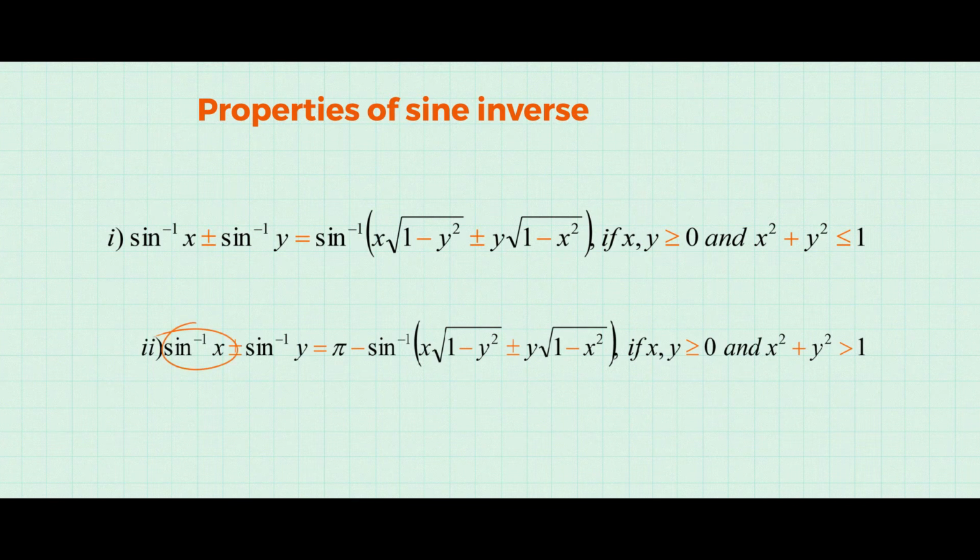Now sine inverse of x plus or minus sine inverse of y is equal to pi minus sine inverse of x times root of 1 minus y square plus or minus y times root of 1 minus x square. If again the first condition is same, provided x and y should be greater than or equal to 0, and x square plus y square should be greater than 1.